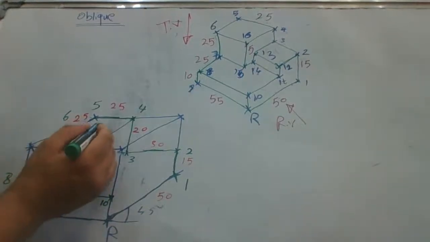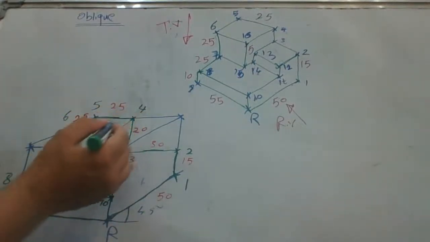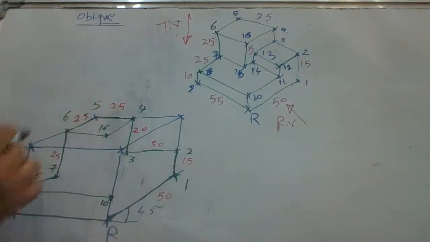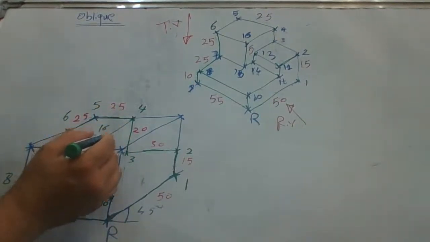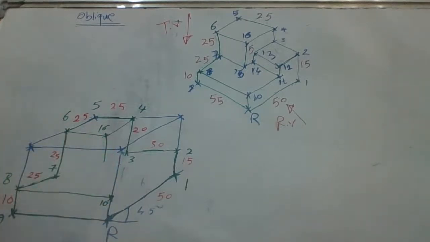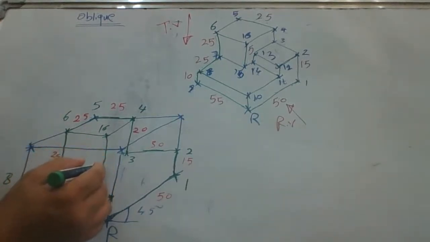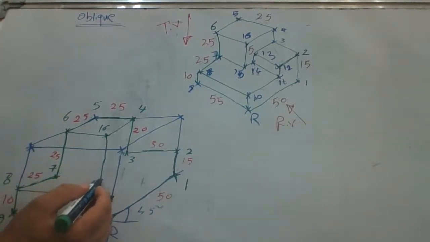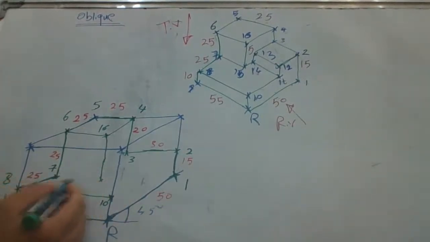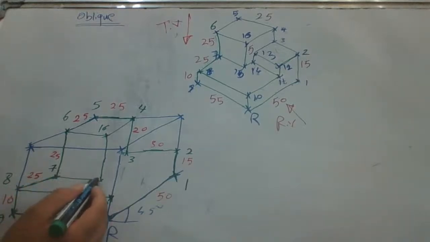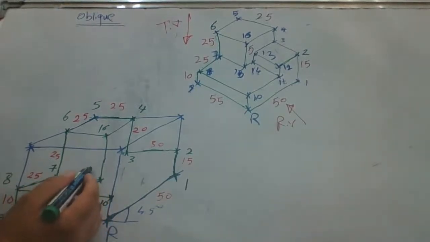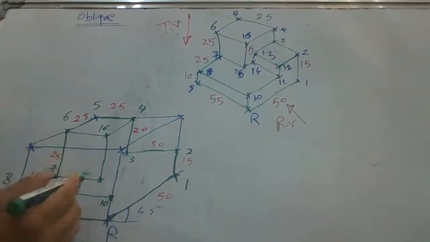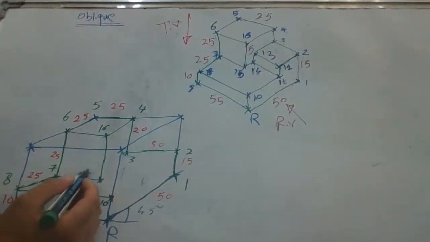Here, 16 with the same length from 4 to 16, and from 16 to 6 is the same length of 4 to 5. Now, take the perpendicular one to 14. It's 14. 14 connected with 7. Okay. 7 and, sorry, 15. 15 here.